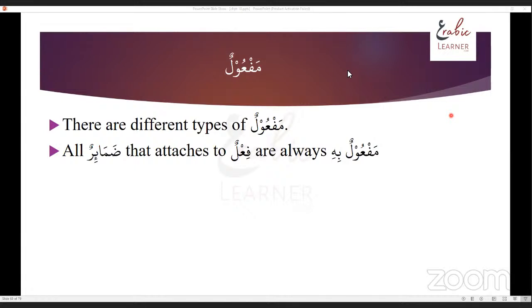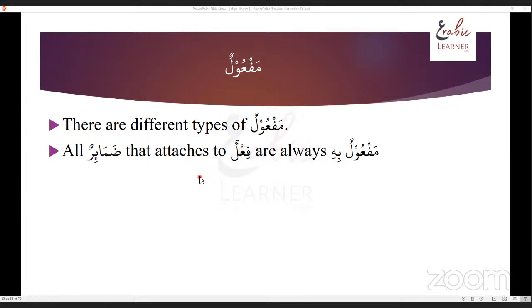What happens? Now that becomes a maf'ul. That becomes the detail. And that attached damir becomes the maf'ul, and this maf'ul is always called maf'ul bihi. I told you there are different types of maf'ul. Maf'ul bihi is not just attached pronouns attaching to fail, maf'ul bihi are more than that. But damir muttasil, when it attaches to fail, falls into maf'ul bihi.